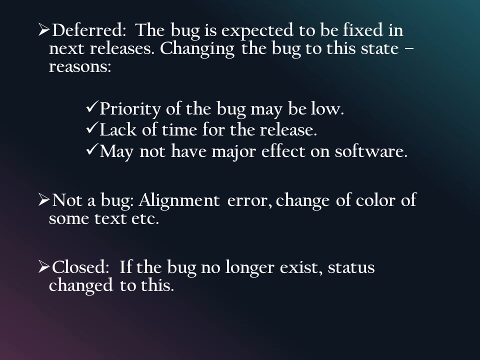Third one, deferred. That is, the bug is expected to be fixed in next releases, not immediately. It will be fixed later. The reasons for this state are, first one, priority of the bug may be low. And second, lack of time for the release. That is, the product should be released soon. And third reason is, it may not have major effect on software. That is, bug with a very low priority or a negligible one.